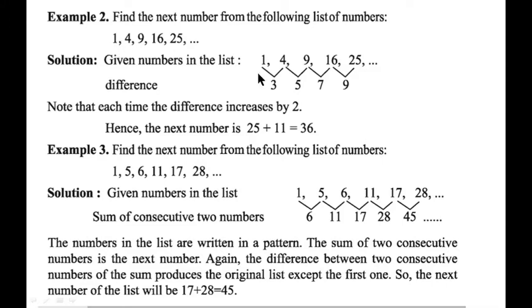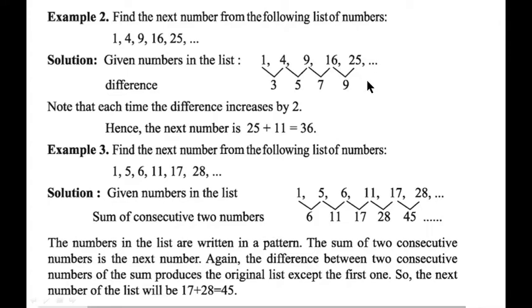first pair, the difference is 3, and then the difference is 5, then 7, then the difference is 9. That means 3, 5, 7, 9. That means serial odd numbers will be the difference here. That means in the next step our difference will be 11.